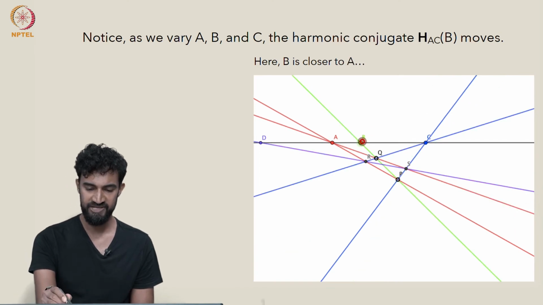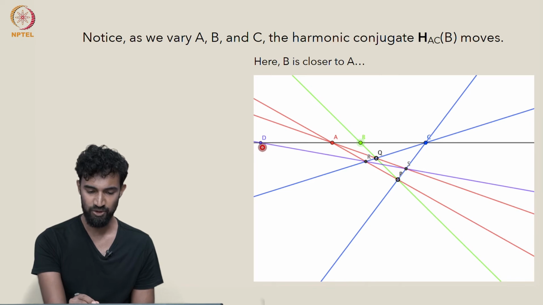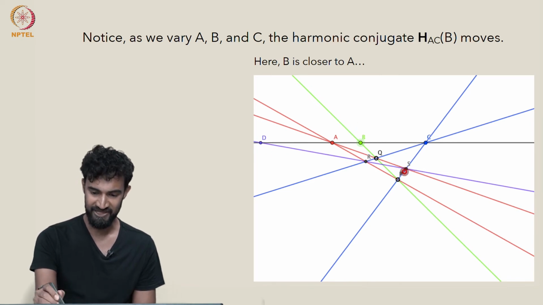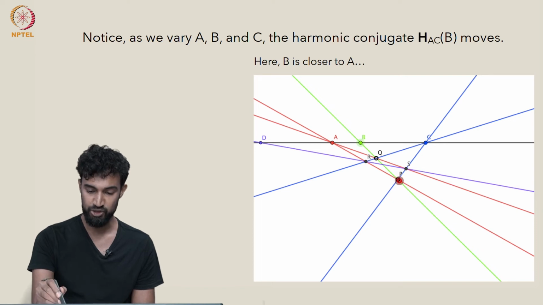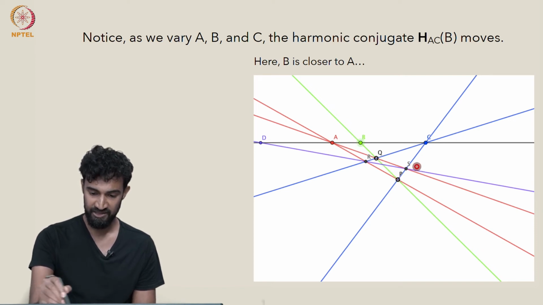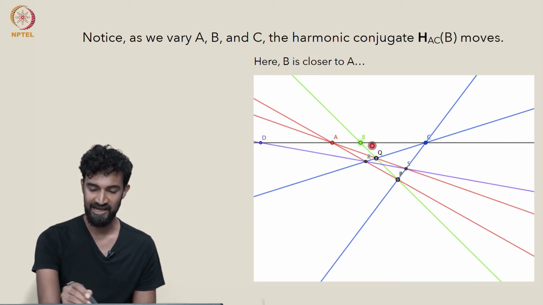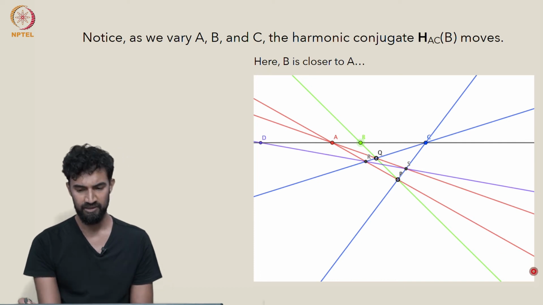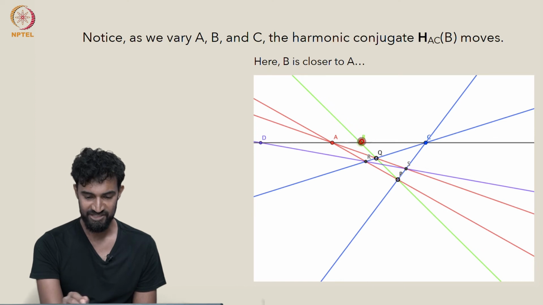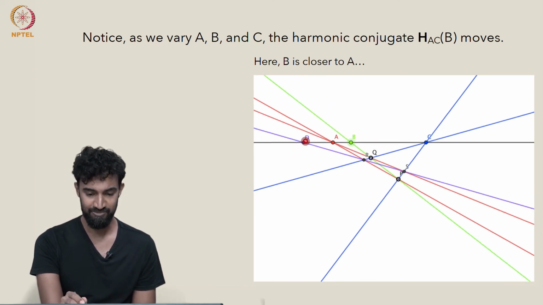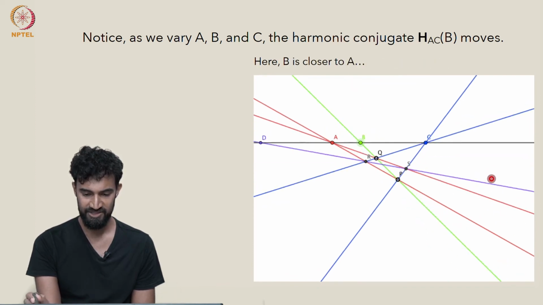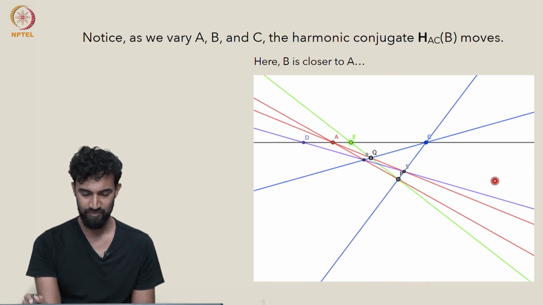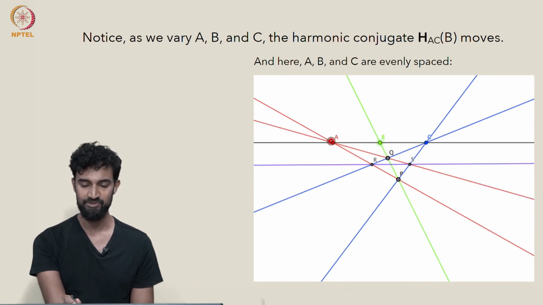Let's see another example. Here B is a little closer to A, and D has actually moved over to this side, because with this B, if we chose a P here, connected it to B, and drew our quadrilateral, suddenly our diagonal is pointing in this direction and hitting our original line L over here. So suddenly D is over here. What if we move B a little closer? D moves closer as well to A. So you can see that as we move B, D also shifts.